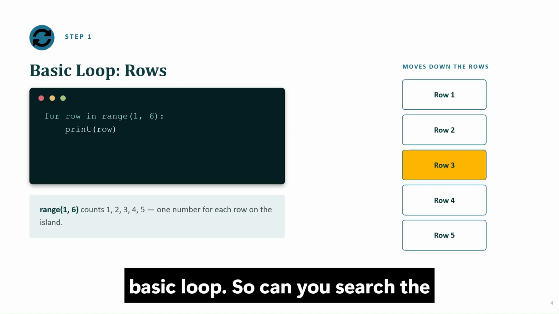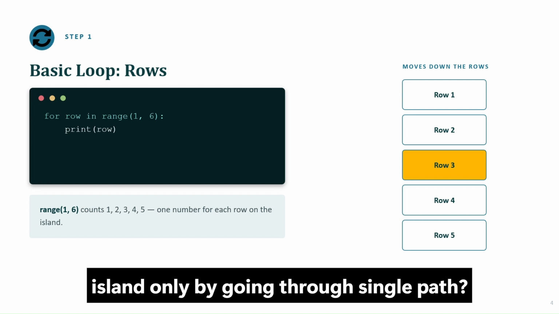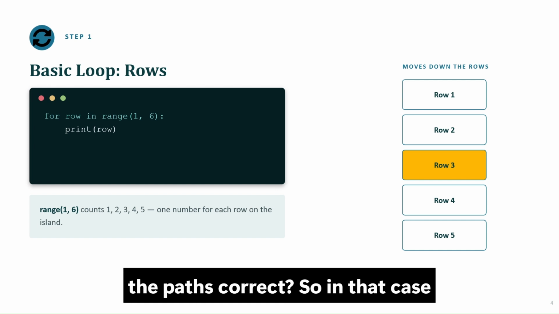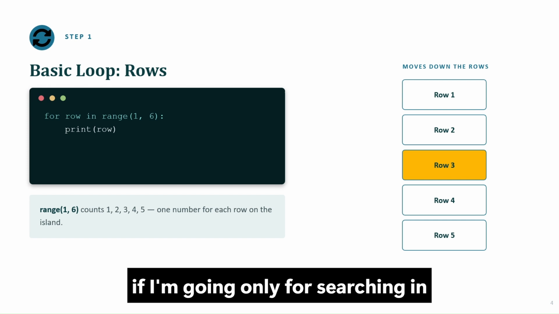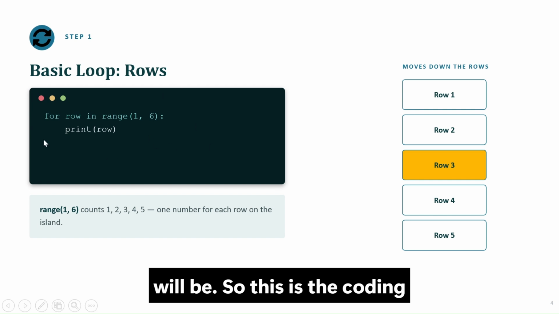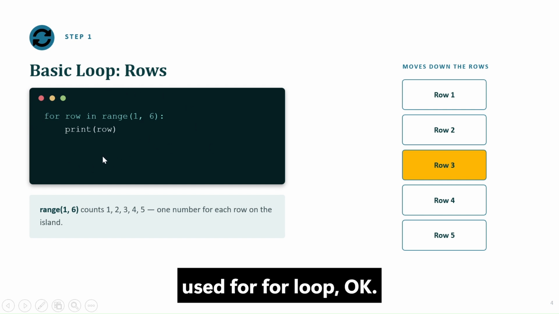Can you search the island only by going through a single path? No. You need to search in all the paths, correct? So in that case, if I'm going only for searching in the rows, this is how it will be. So this is the code using a for loop.